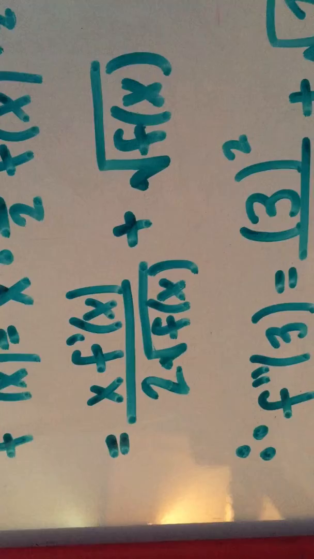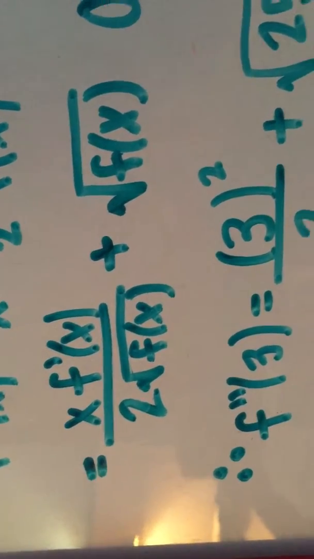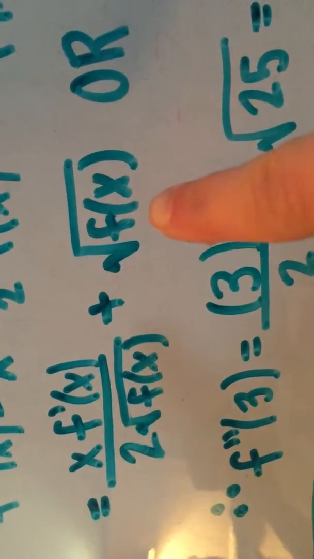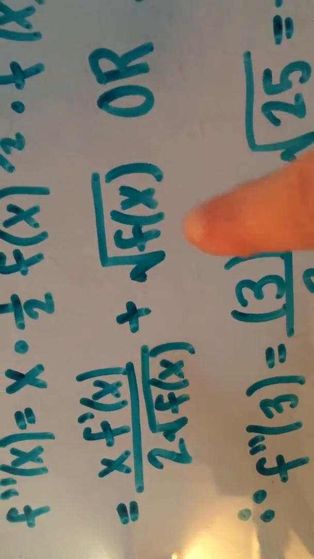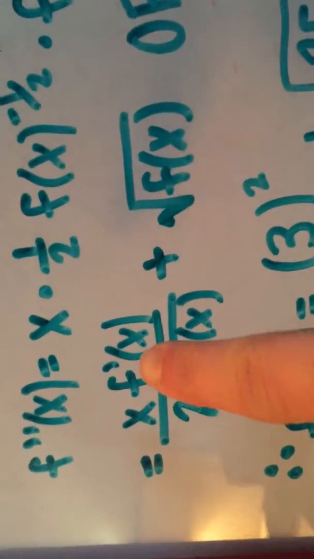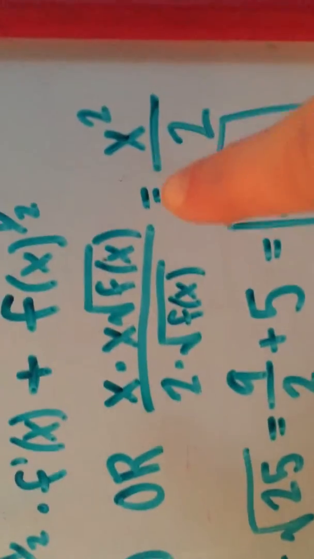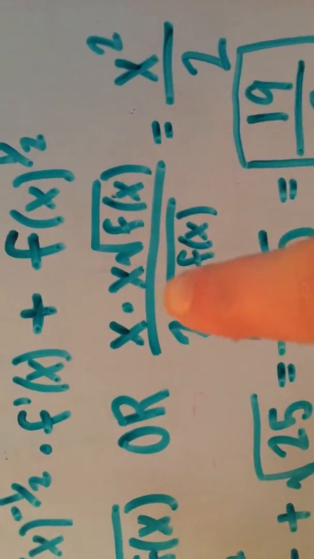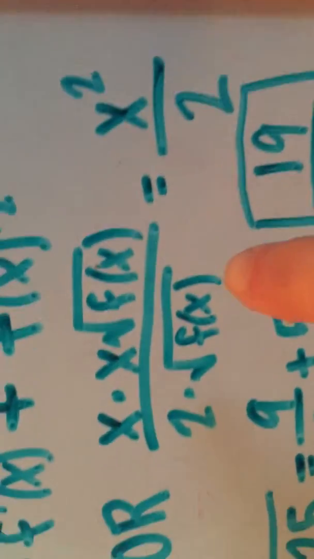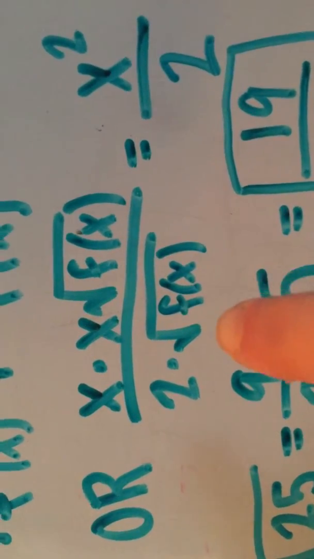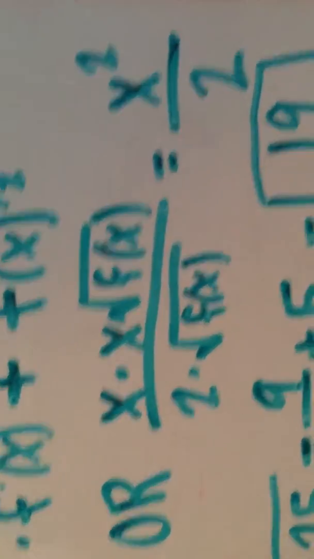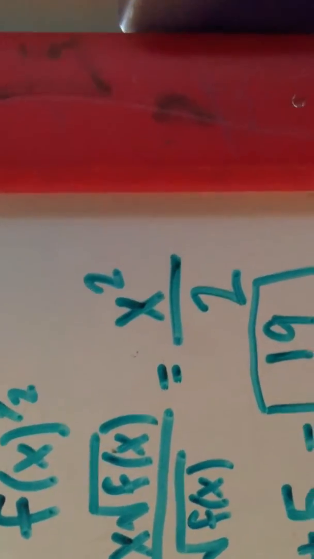So this is how I rewrote it: x times f prime of x over 2 times the square root of f of x, because this was the term that was the negative 1/2, and then plus f of x to the 1/2, so the square root of f of x. Or if you want to write it differently, you can expand this term: it's x times what was given, the original equation, over 2 times the square root of f of x. Then these two terms cancel each other out, and you're just left with x squared over 2.